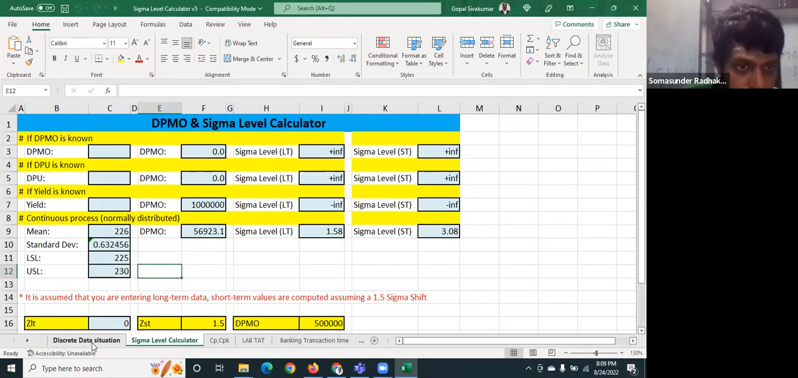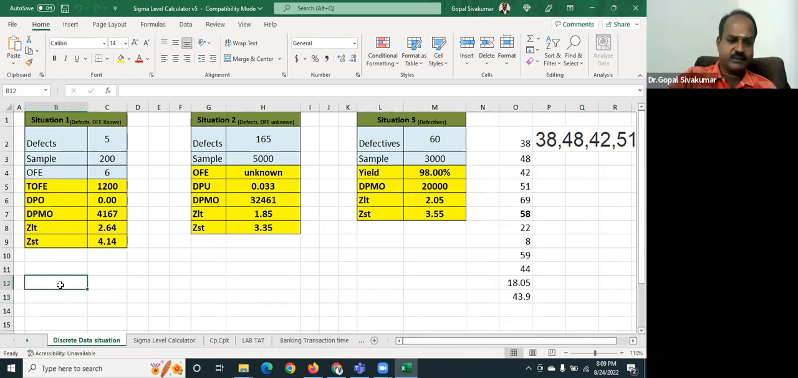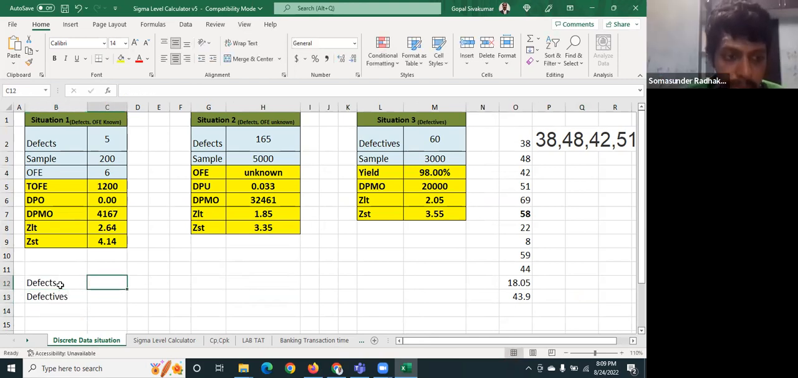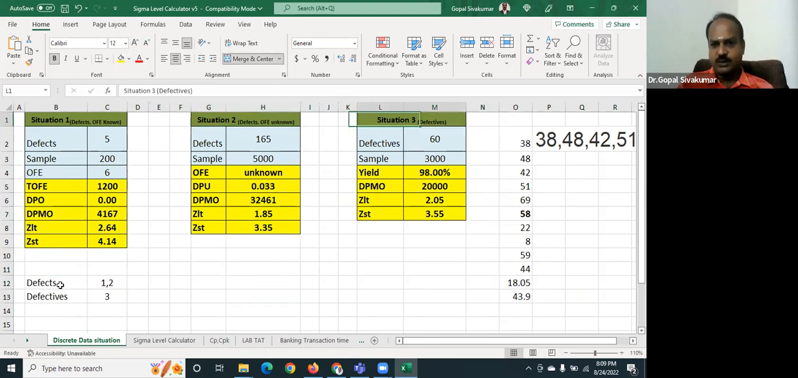Now, if you have a discrete data situation, you know what is a discrete data situation? Yes. You are dealing with the defects and defectives. Defects means scenario 1 and 2. Defective means scenario 3. Scenario 1 is here, scenario 2 is here, scenario 3 is here. So now let us go to scenario 3.